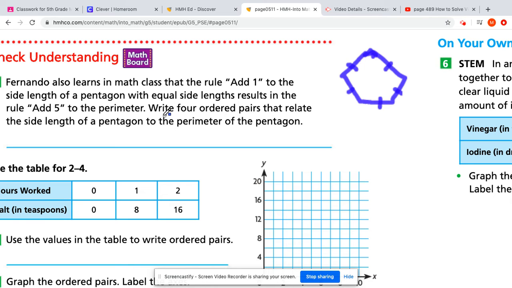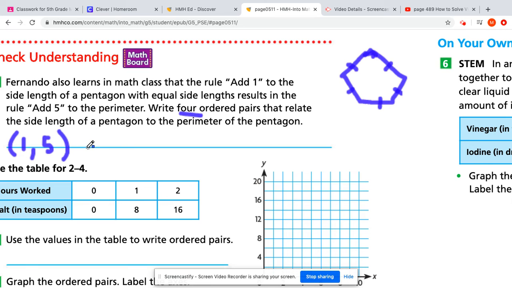So just like we did before, we were adding 1 to the number of sides. So if this was all 1, then the perimeter would be 5. If this was all 2, then the perimeter would be 10. So what I want you to do is write 4 ordered pairs. And remember, ordered pairs is when we set up our numbers like this. So if I have all the sides 1, then the perimeter would be 5.